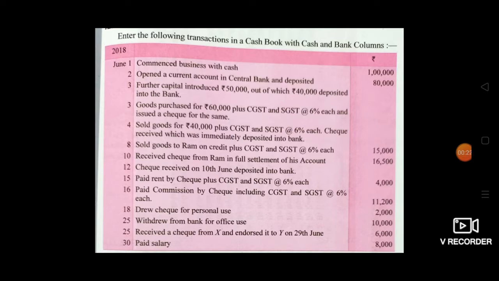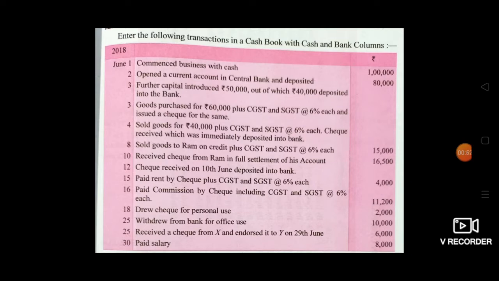2nd June, opened a current account in Central Bank and deposited rupees 80,000. 3rd, further capital introduced rupees 50,000, out of which rupees 40,000 deposited into bank. Now 3rd, goods purchased for rupees 60,000 plus CGST and SGST at 6% each and issued a check for the same.